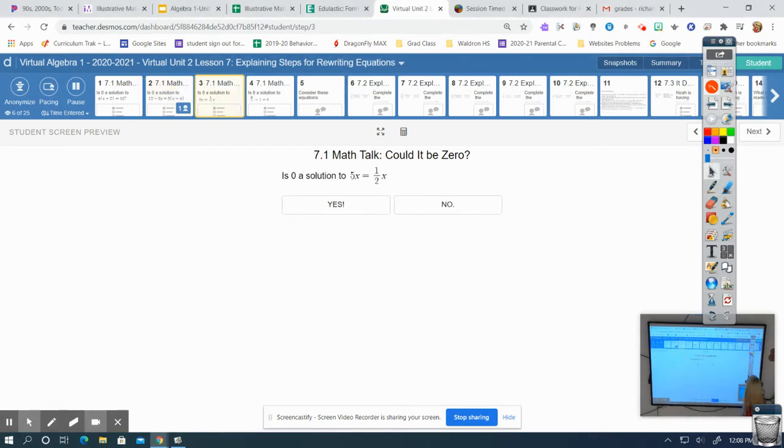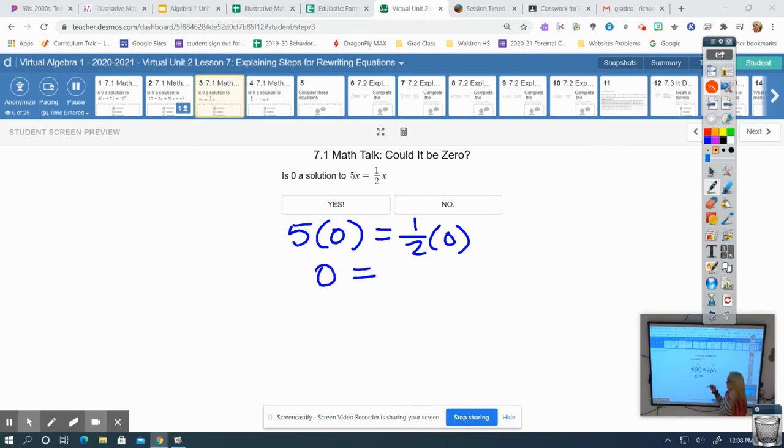On the next one, we're plugging 0 in again. So 5 times 0 equals 1/2 times 0. 5 times 0 is 0, and 1/2 times 0 is 0. Any number times 0 is going to be 0. And so 0 is the solution because 0 is equal to 0.